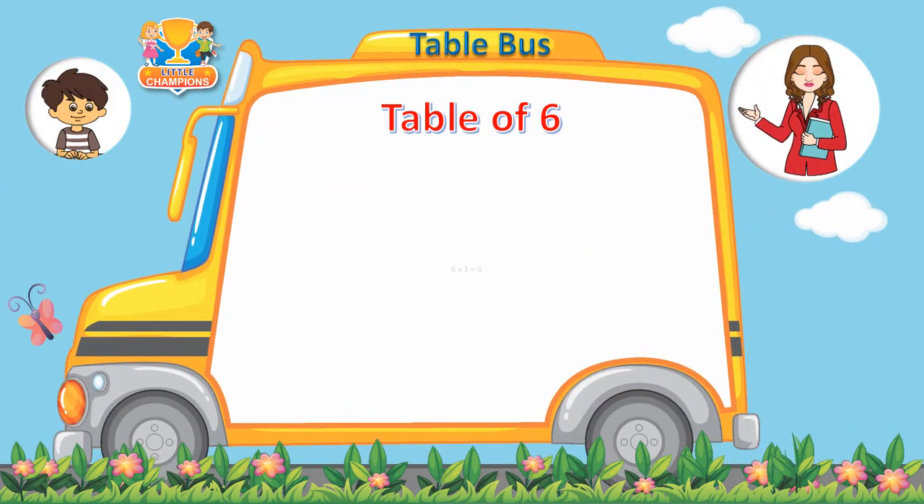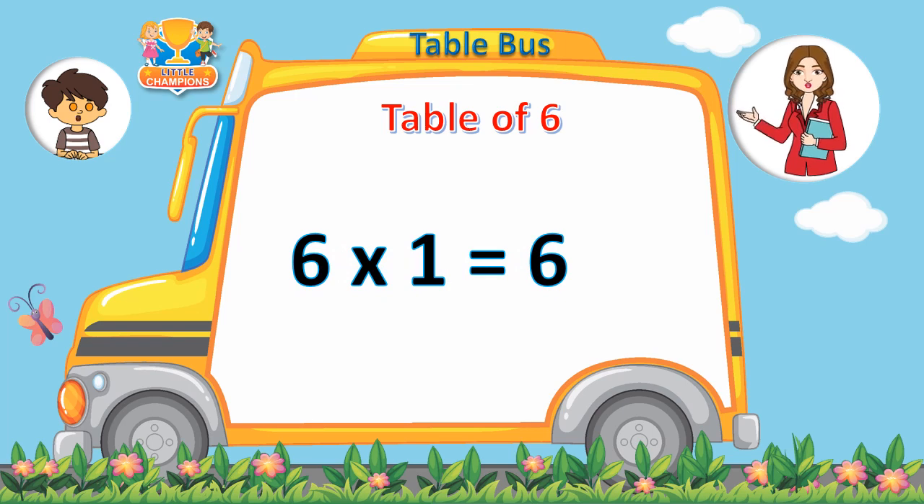Table of 6. 6 ones are 6. 6 twos are 12. 6 threes are 18. 6 fours are 24. 6 fives are 30. 6 sixes are 36.